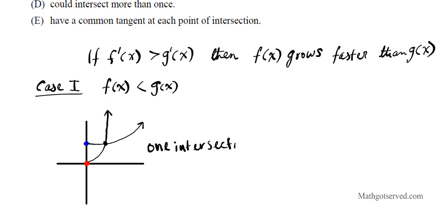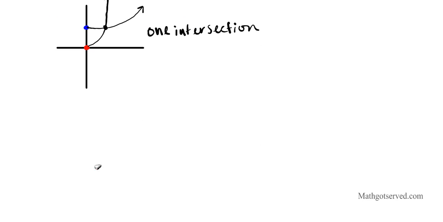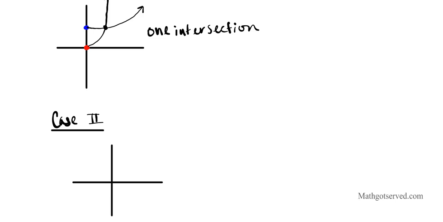Okay, Case 2. What if they both start on the same starting point? What are we going to have? What will the intersections look like? So f of x starts from here, and g of x also starts from there.